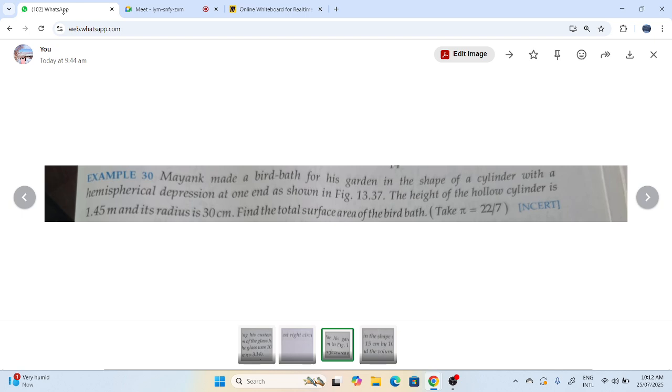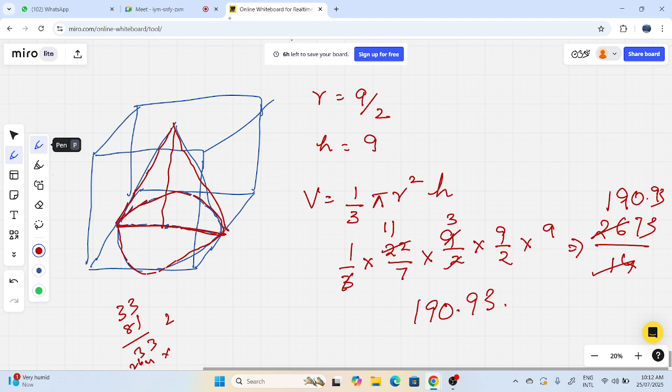Ma'am, can you show the figure? You want me to draw it? They've given the figure? Oh, sorry. Yeah, they have.